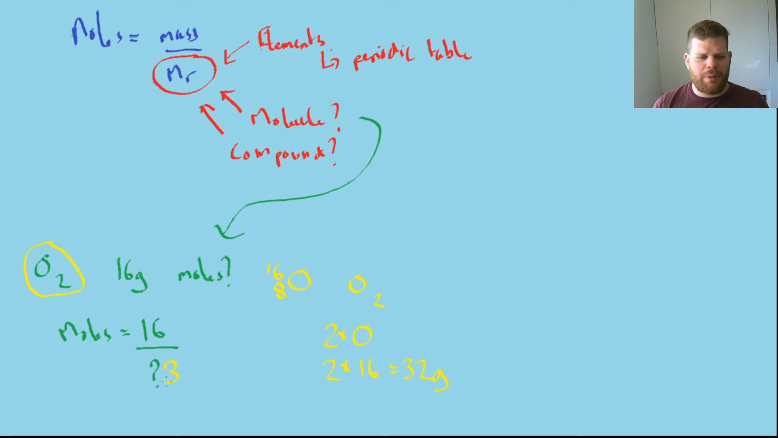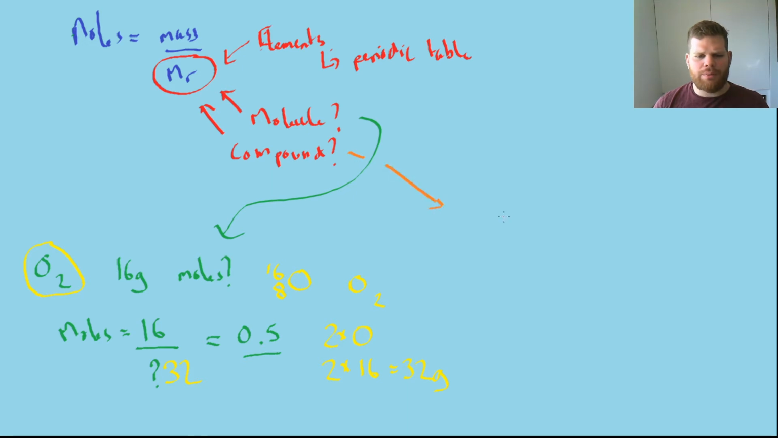So this number is 32. When we then look at this question, we have moles equals 16 divided by 32, which means that my number of moles equals 0.5. All I did was add up the masses of the atoms present in this molecule. There are 2 oxygens in an oxygen molecule. So let's apply that to a different scenario.